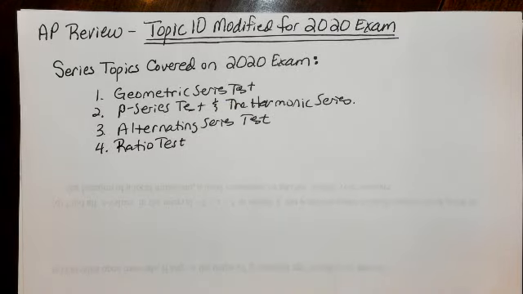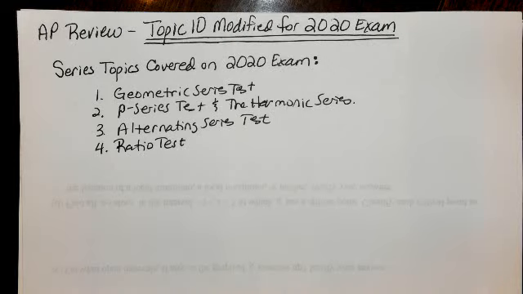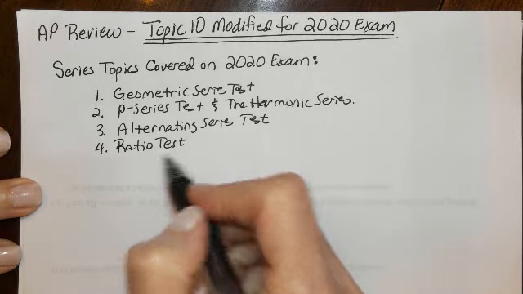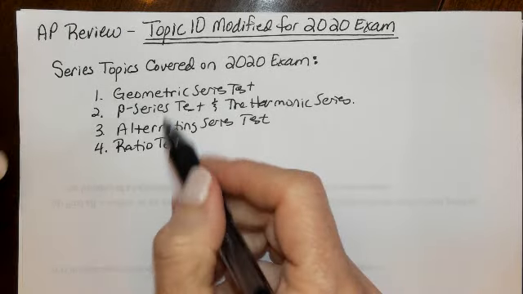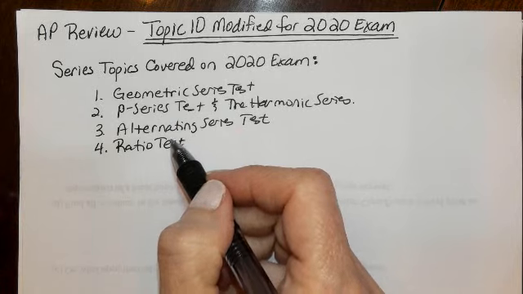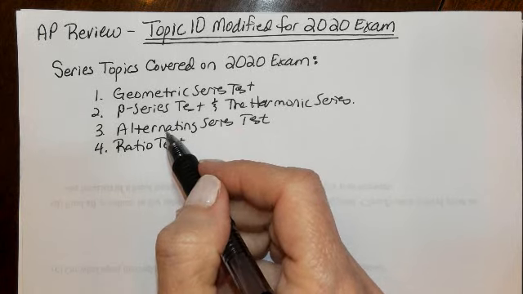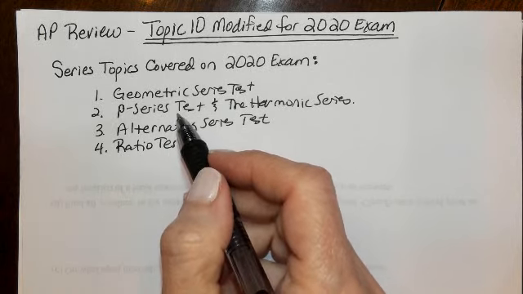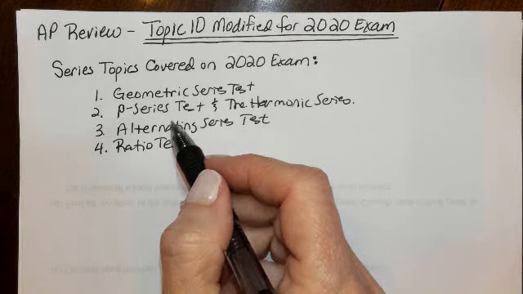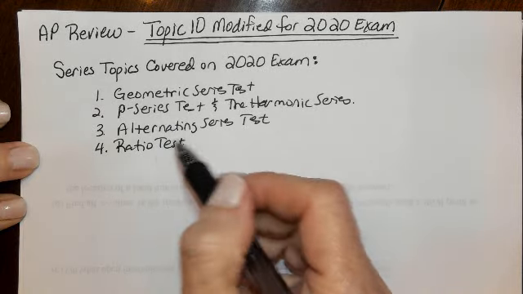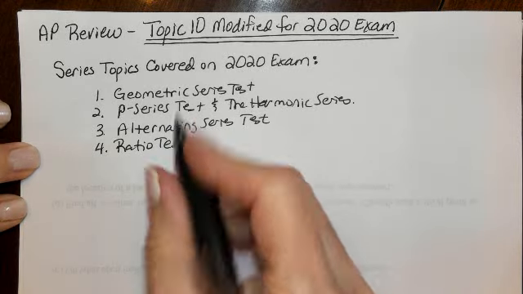I don't think any of those are too shocking to you. These are probably the four biggest tests used. The only one that is a little surprising that's not here to me is the comparison test, the limit comparison test and the direct comparison test. But those two are not covered on the 2020 exam.